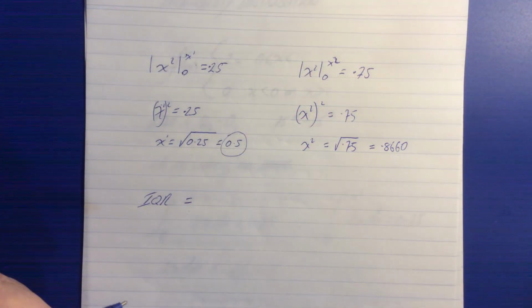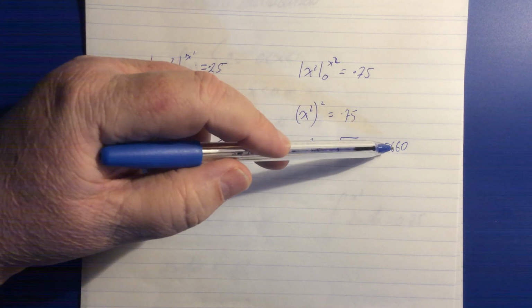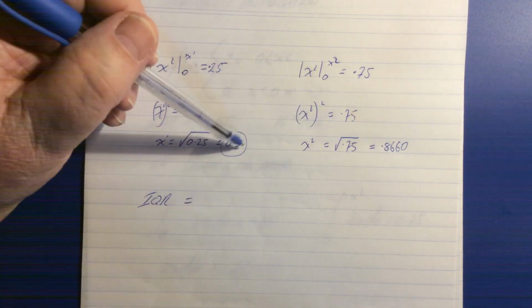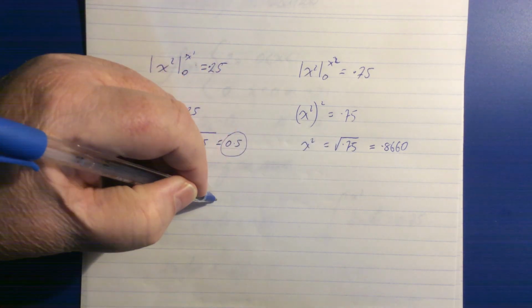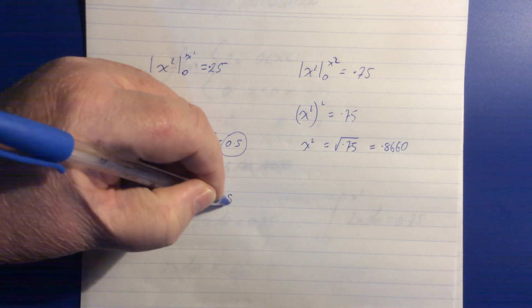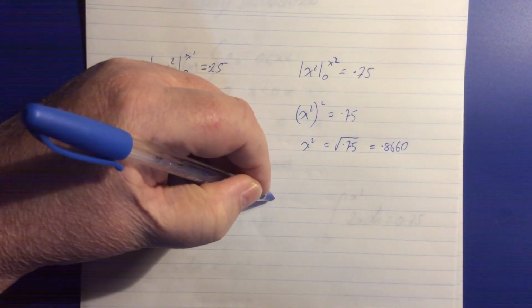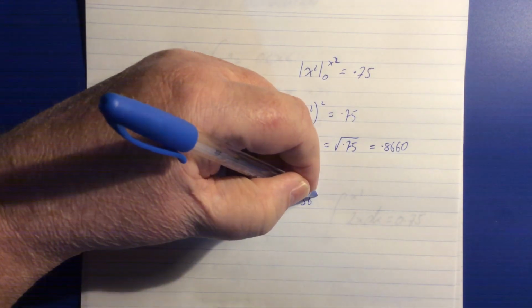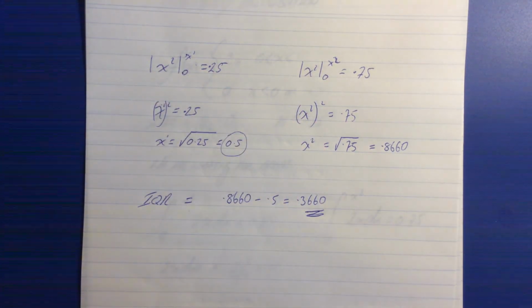Now, the interquartile range is going to equal that minus that. We've found the 2 points on the x-axis. So 0.8660 minus 0.5 is going to give us 0.3660. That is our interquartile range, and that is how you discover it.